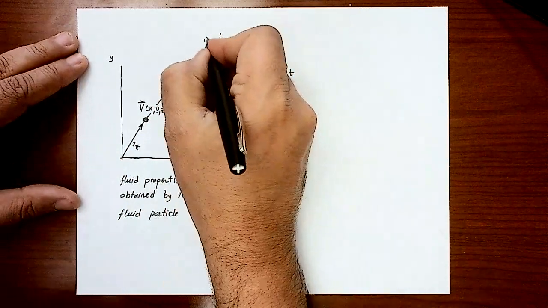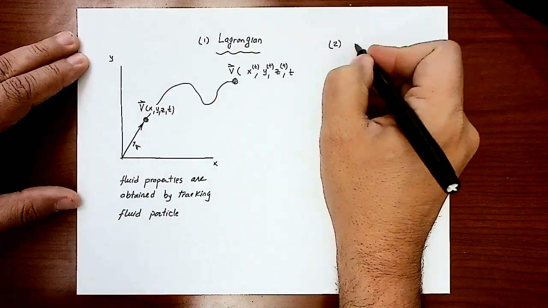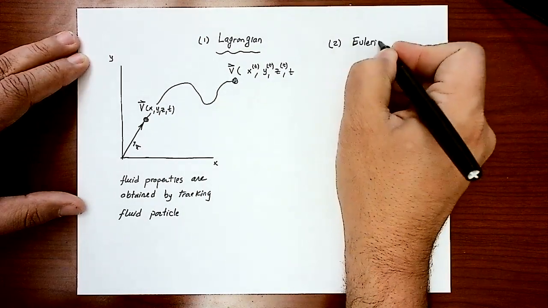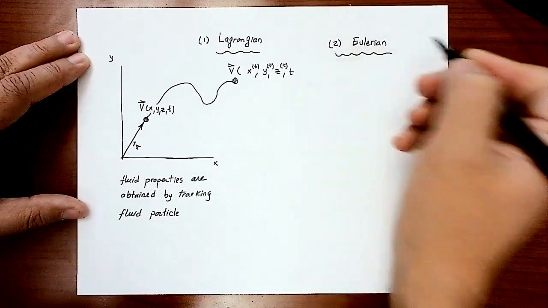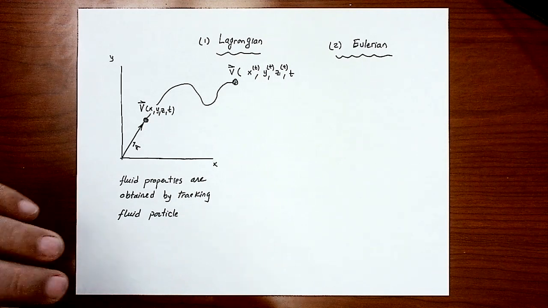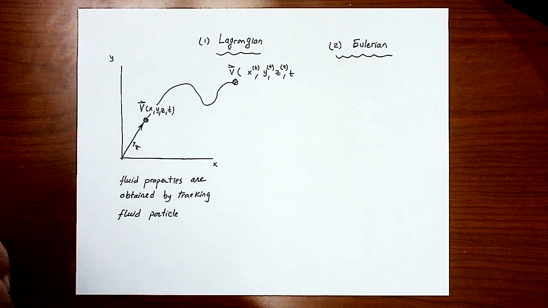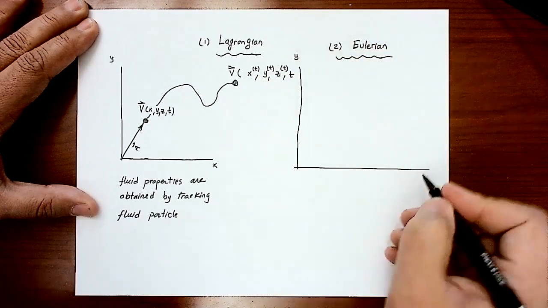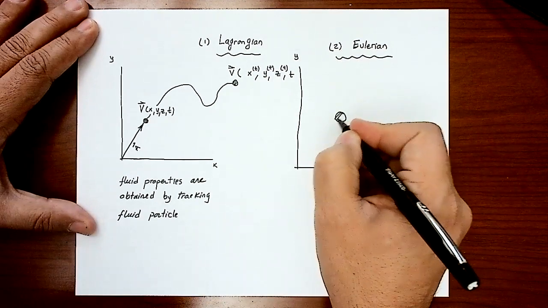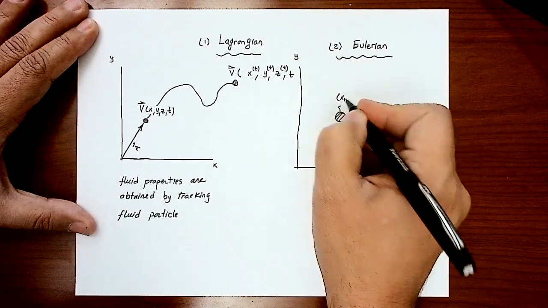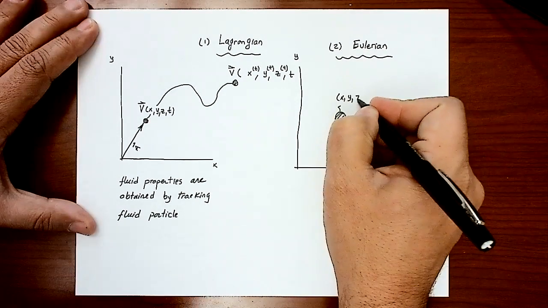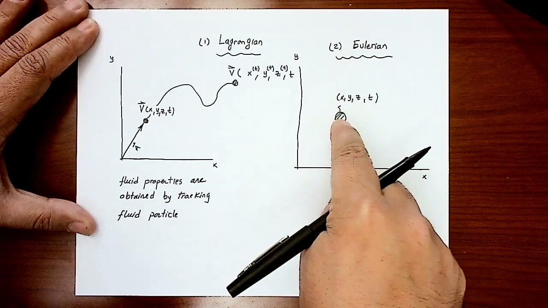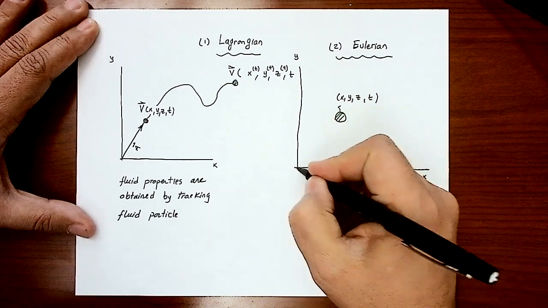The second one, let's put them side by side, is the Eulerian. Actually, E should be capital. The Eulerian approach is different. The Eulerian approach fixes the observation to a specific position. If that's your coordinate system, you pick a location. It's not the particle, it's the position x, y, z. This is where I'm going to put my probe, my sensor, to measure the velocity. That position will be fixed.